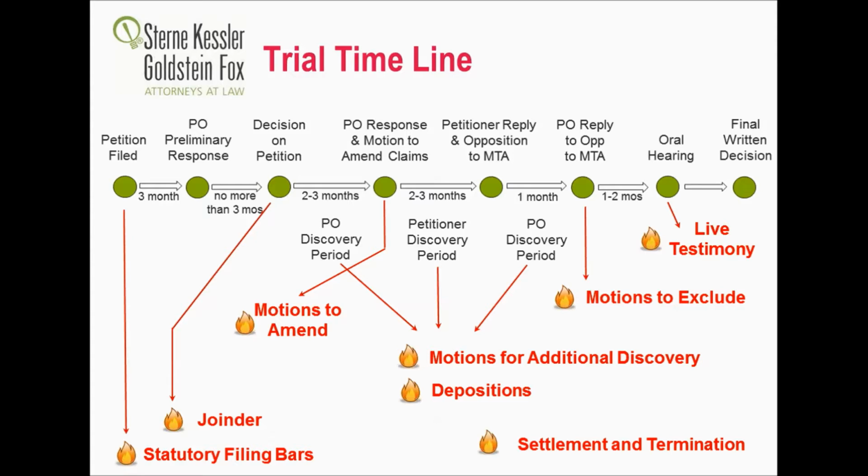Since we only have an hour today, we focused on a few of the really hot areas of topics and decisions that have been coming out of the PTAB. The first area relates to statutory filing bars. Then joinder is also a hot topic, and that's closely related to the statutory filing bars, as we'll discuss. Then motions to amend. I think a lot of folks have been trying to figure out how you actually get a motion to amend granted, and Jon will be going into a lot more detail about that.